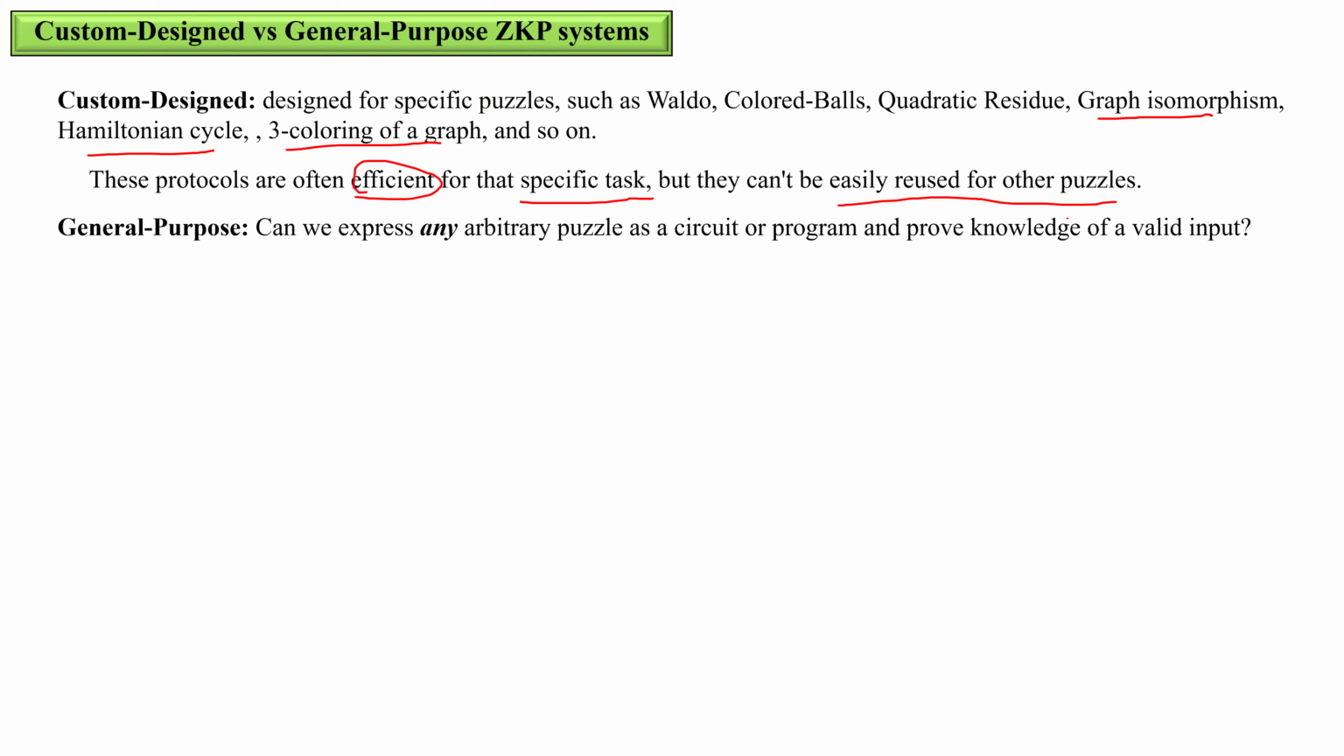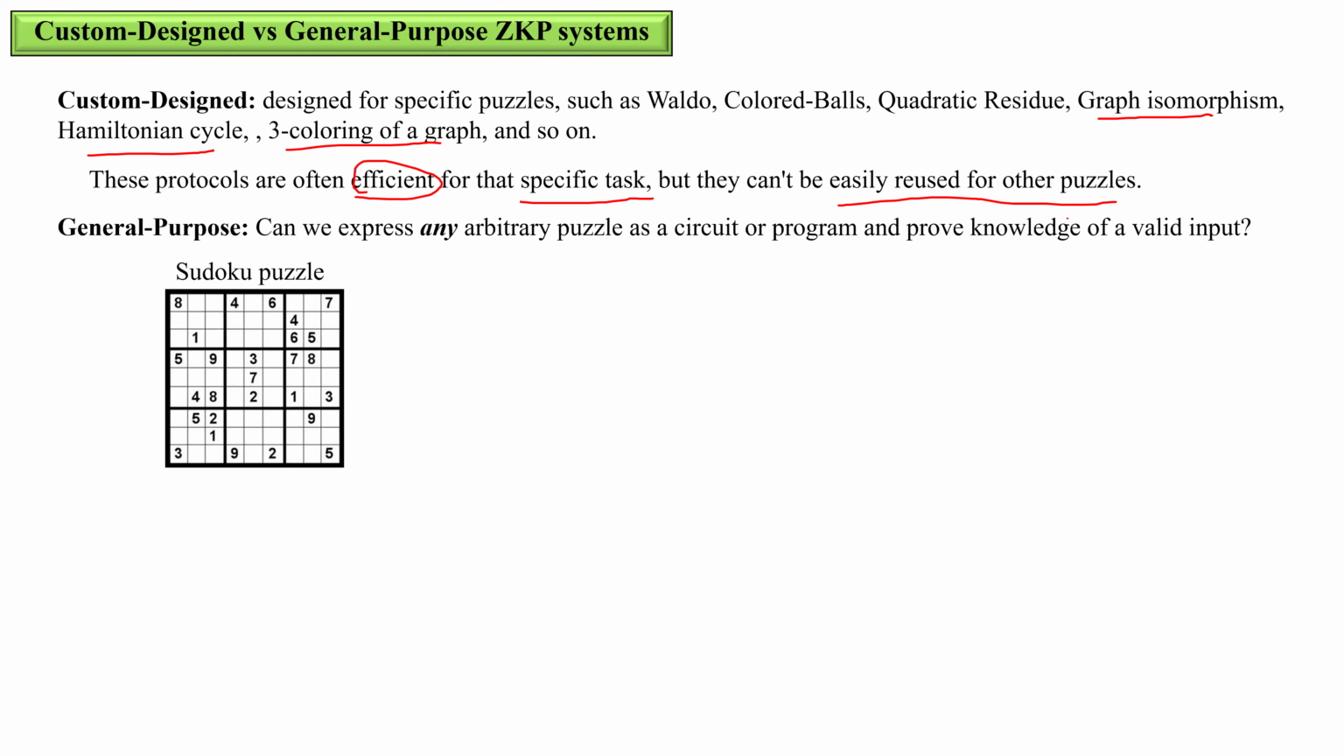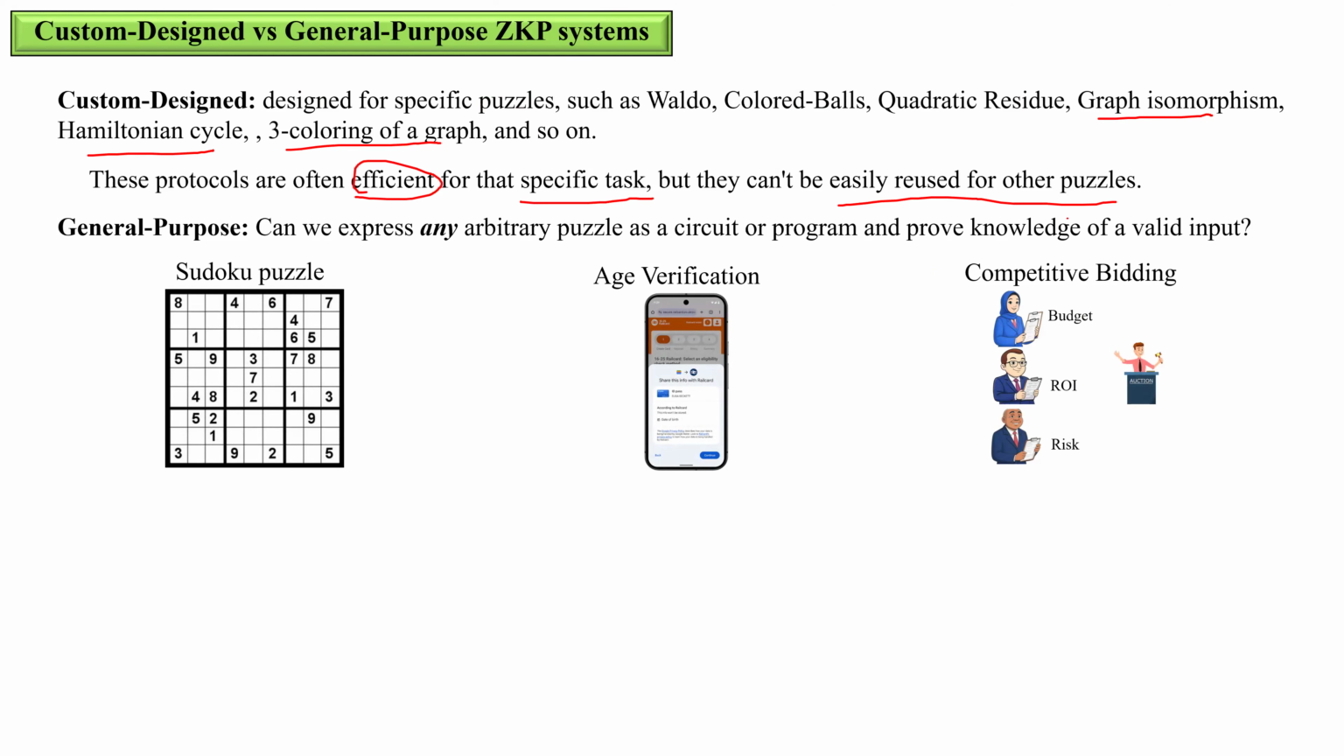For instance, with a general purpose protocol, we can prove we know the correct answer of a Sudoku puzzle to the verifier without leaking the correct answer. Or we can prove that we have a specific age when we are using some application without sharing the exact information. Or we can prove that a specific grade is received by the number from some referees without leaking those specific grades. In the next lecture we will focus on this example to see how Groth16, a well-known general purpose ZKP system, works.